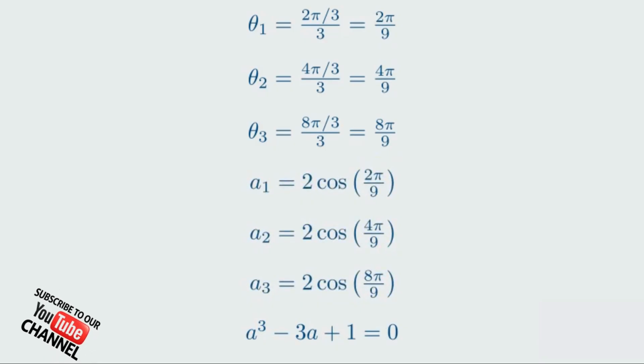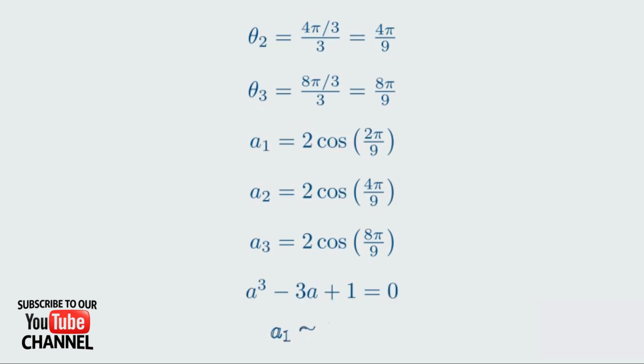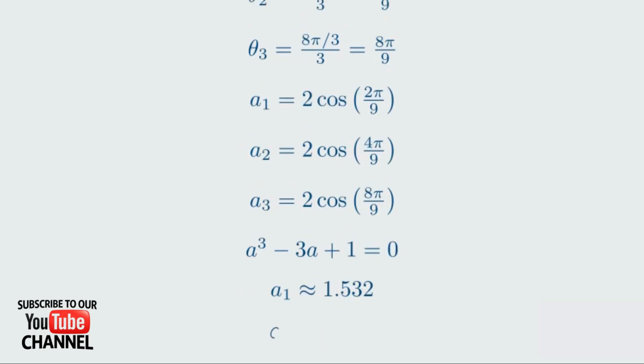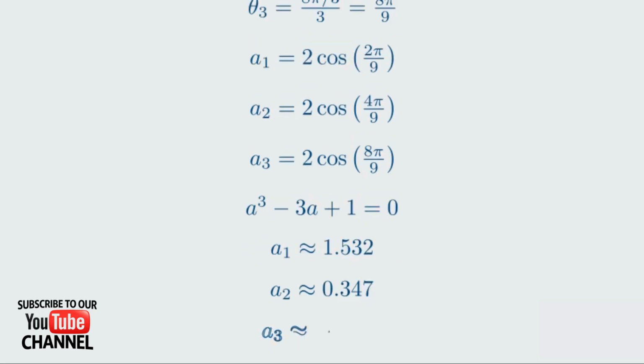While these exact forms are mathematically correct, they aren't the easiest to visualize. We can get decimal approximations using a calculator. The cosine of 2 pi over 9 is about 0.766, so a sub 1 is approximately 1.532. The cosine of 4 pi over 9 is about 0.174, so a sub 2 is approximately 0.347. And the cosine of 8 pi over 9 is about minus 0.940, so a sub 3 is approximately minus 1.879.